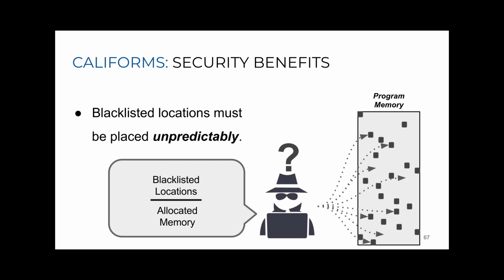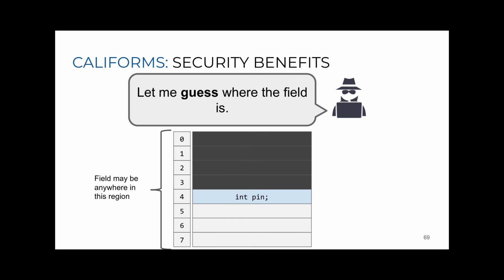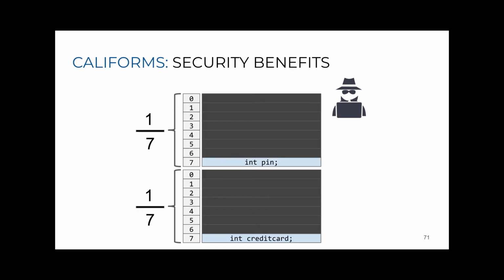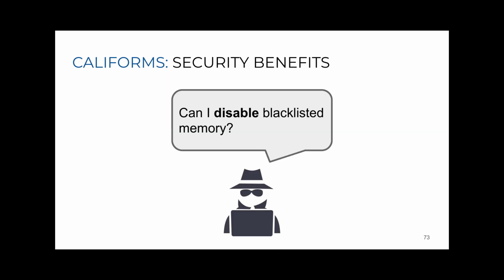Given that this would be complex to generalize, instead, let's focus on the rare, best-case scenario for an attacker. The rare instance in which there's only a single object in memory. There, the attacker only needs to traverse an object's fields in order to find what they want to disclose. Now, because we insert 1 to 7 byte wide tripwires, the attacker needs to guess in which of the 7 possible offsets they can find the field of interest, or a 1 in 7 chance of succeeding. And the more fields the attacker is interested in, the harder it gets, compounding the 1 in 7 probability.